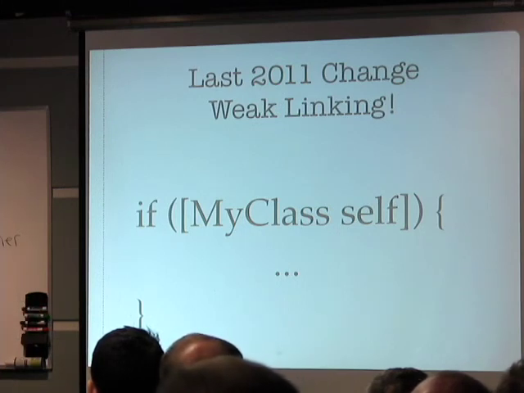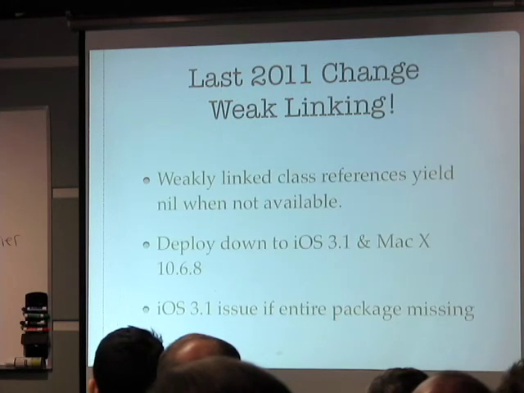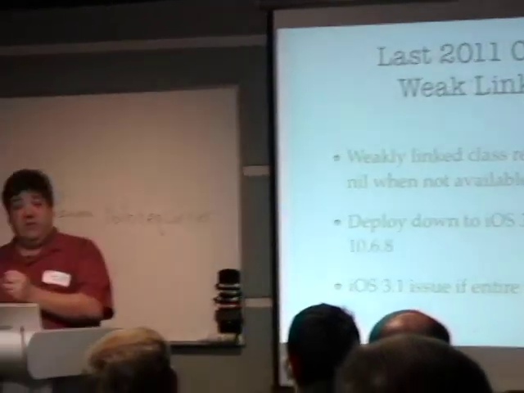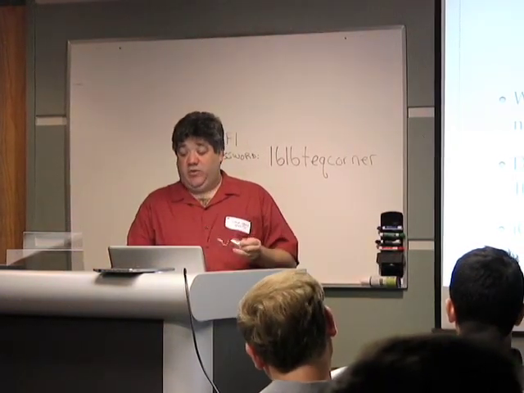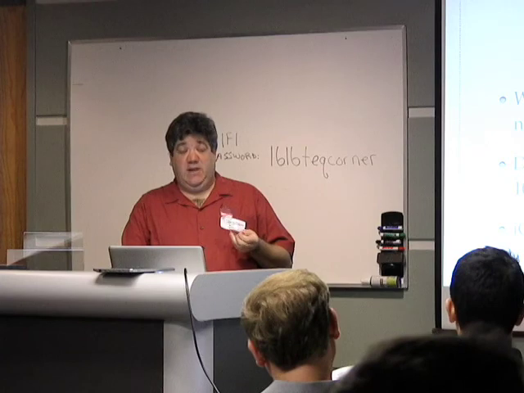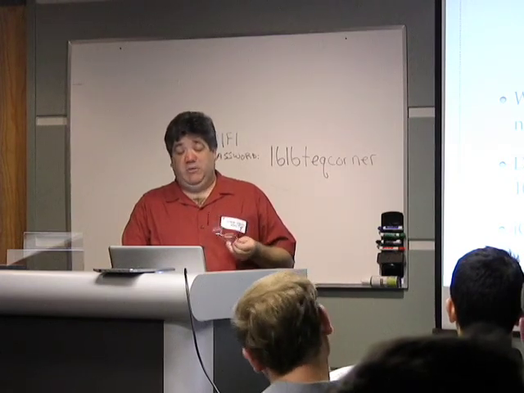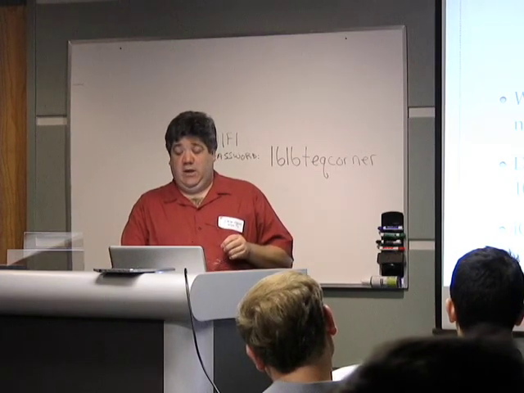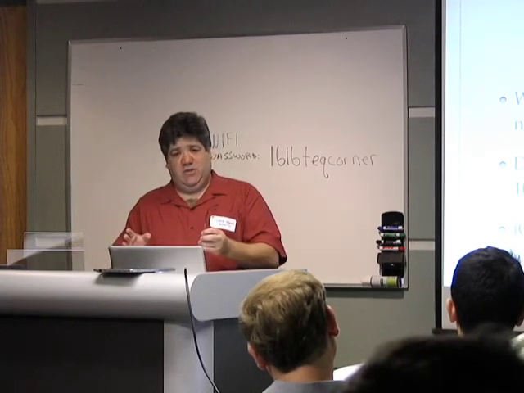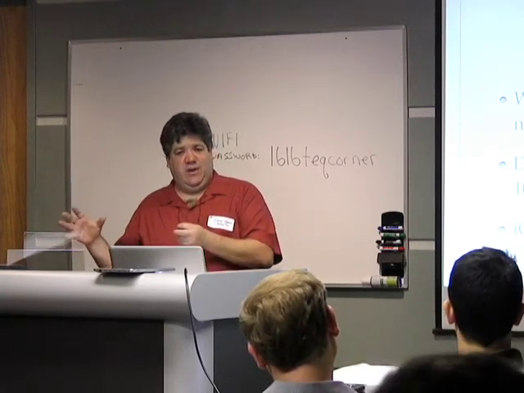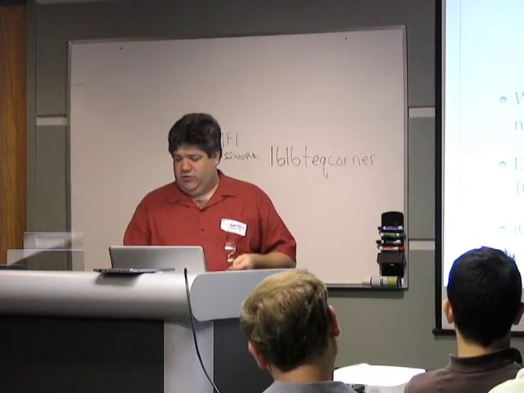This also works all the way back to 3.1. So weak linked class references will always return nil. So you say, this class, is it here for me to use? Check to see, is it there? If it's nil, oh, we're not supposed to use it. By the way, this works all the way down to iOS 3.1 and Mac 10.6.8. There are some issues on 3.1. You should not reference an entire package. It's okay to reference classes of the package, but if the entire package is not there, read the tech notes.